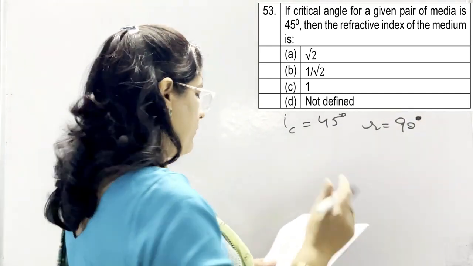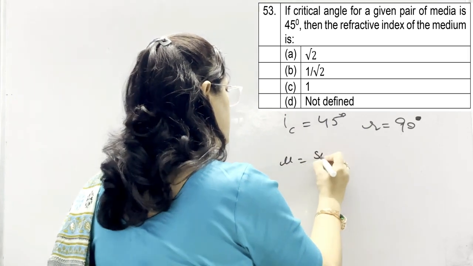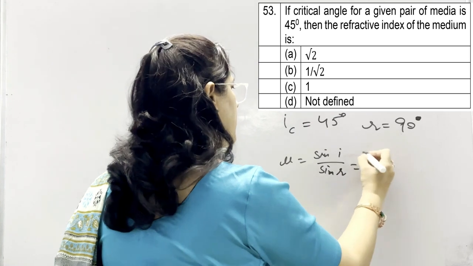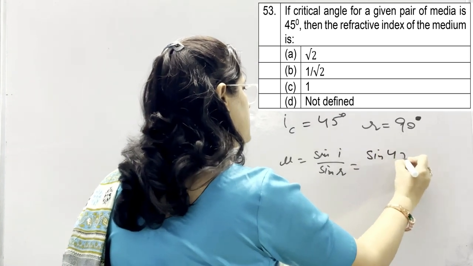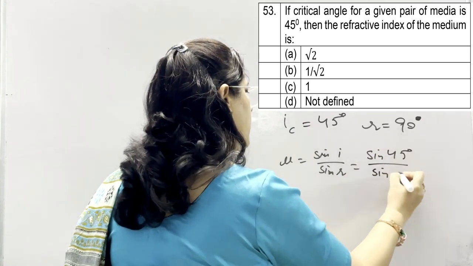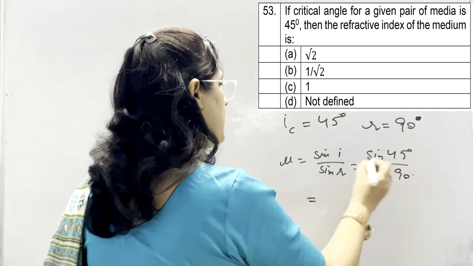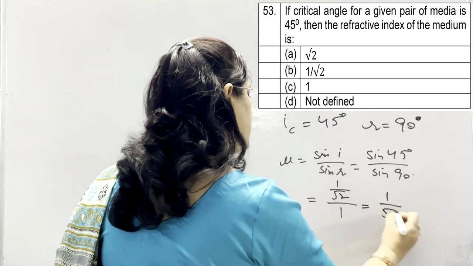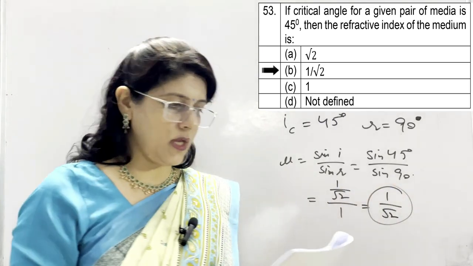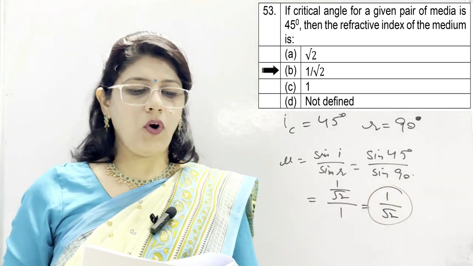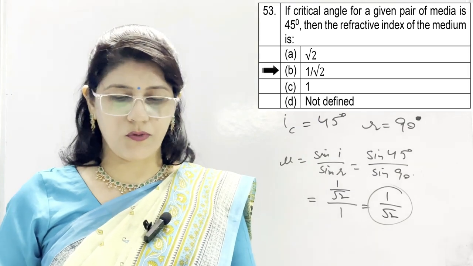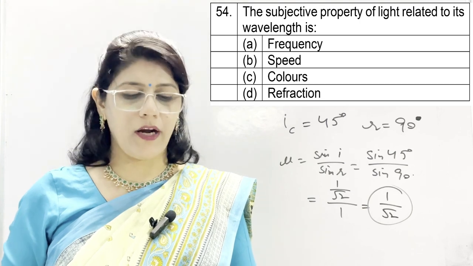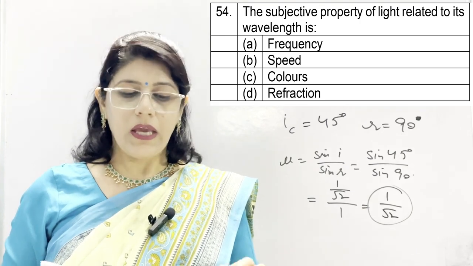So, we know the formula for mu, it is sin i upon sin r. Here, angle of incidence is 45 degree and angle of refraction is 90 degree. So, sin 45 value is 1 upon under root 2, upon 1. So 1 upon under root 2 is the correct answer, which is our option number B, 1 upon under root 2.